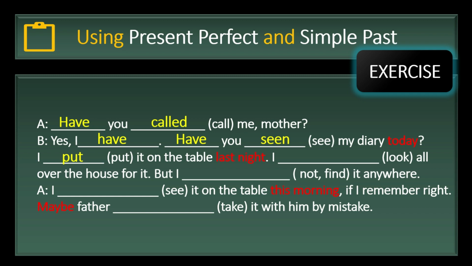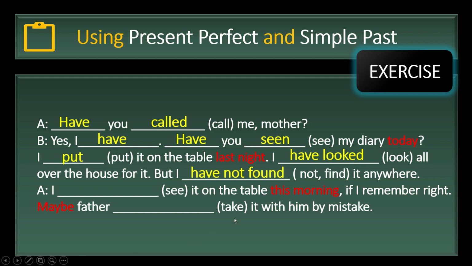Now look at the next sentence here. I dash all over the house for it. Again, there is no time mentioned, so we should use present perfect tense. I have looked all over the house for it, but it anywhere. Again, that's a continuation of that, so we use the same tense. I have not found it anywhere. I have looked all over the house for it, but I have not found it anywhere.